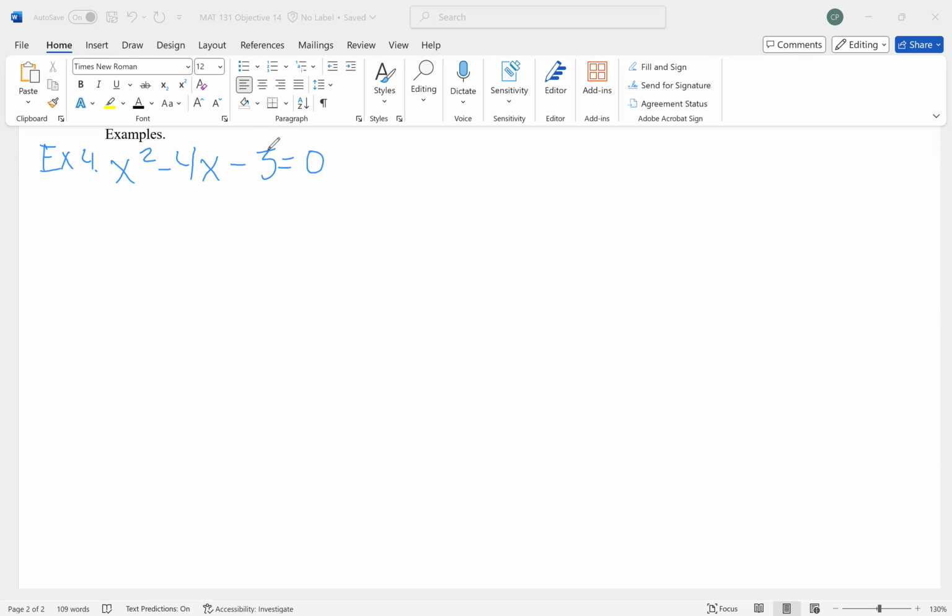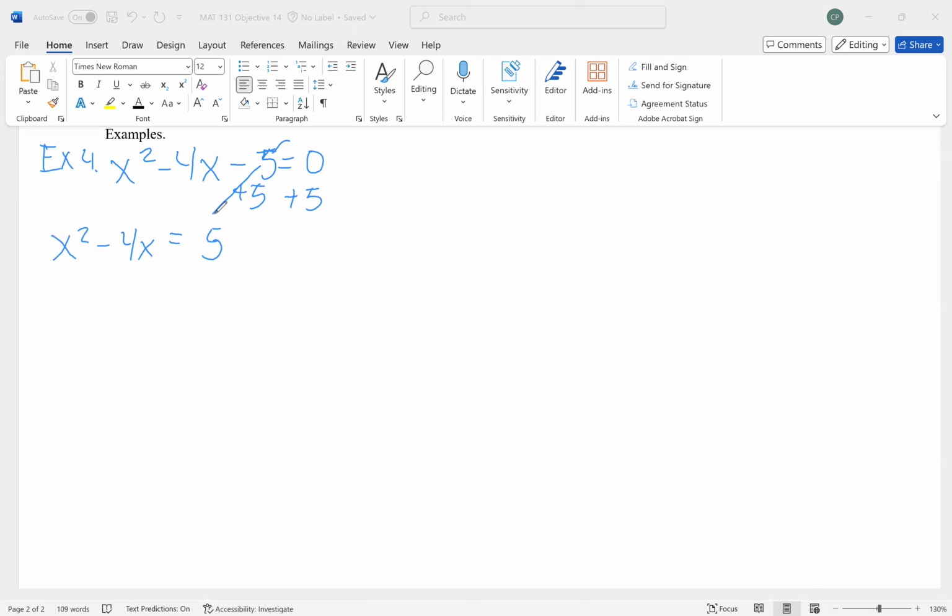So remember, if we start out with the 3 terms on the left side, that third term, we want to move it over. So I'm going to add 5 to both sides. It's going to make that go away. And I'm going to have x squared minus 4x equals 5.